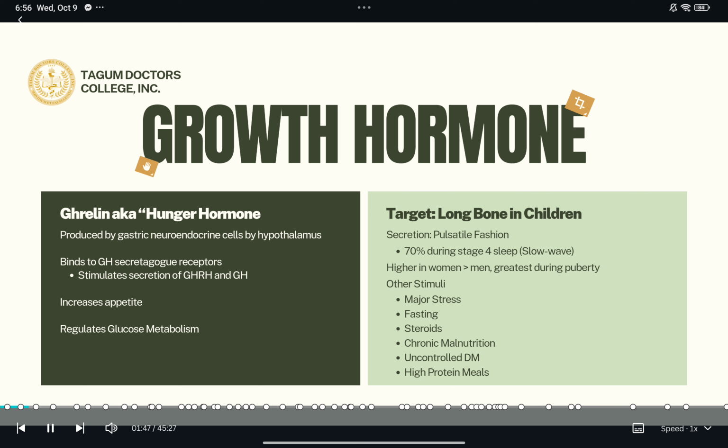In children, the growth hormone target tissue would be the long bone, and it is secreted in a pulsatile fashion, and 70% of it is secreted during stage 4 sleep, or the part called slow wave. Other stimuli of growth hormone would be major stress, fasting, steroids, chronic malnutrition, uncontrolled diabetes mellitus, and high protein meals.